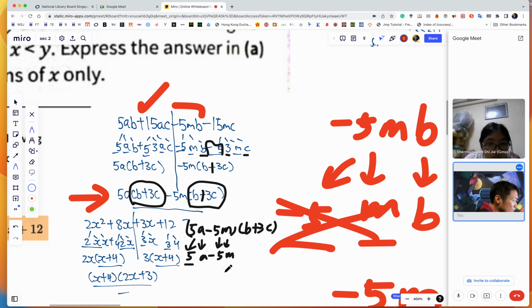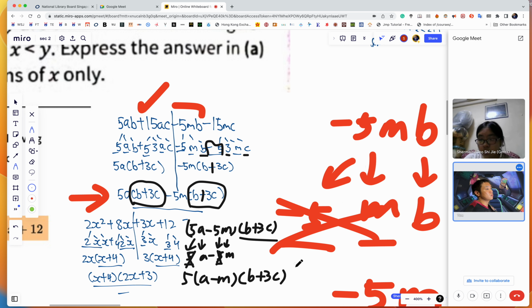Can you see the 5 is common? Yeah. So you need to continue. Take out the 5, left with a minus m. Then here is just copy down. So this is the final answer.